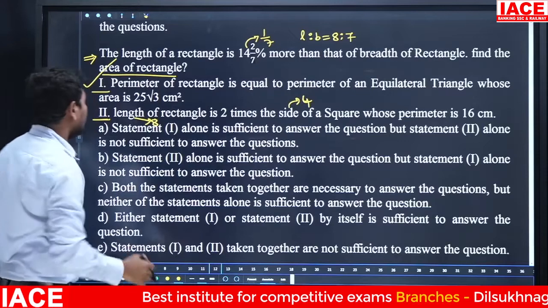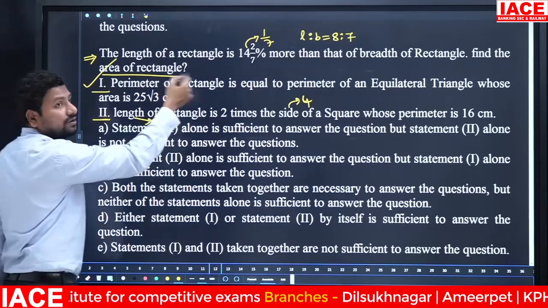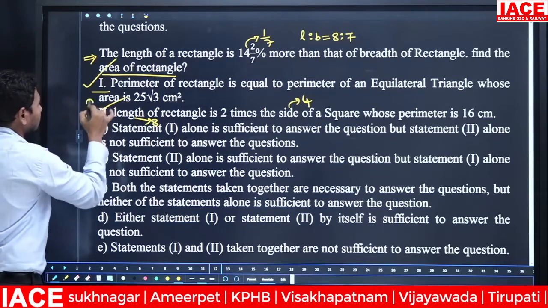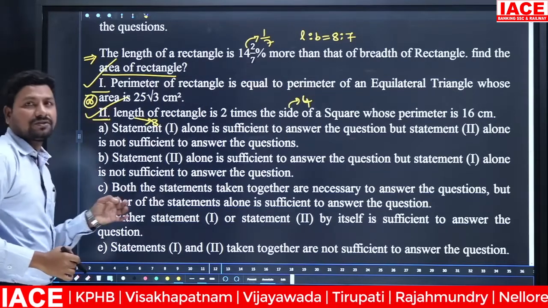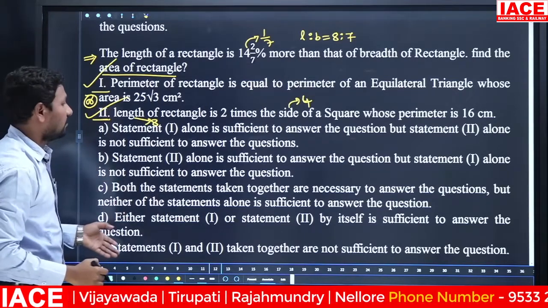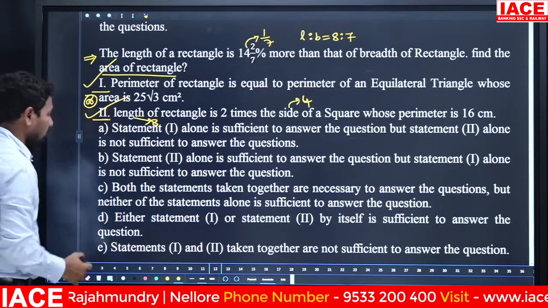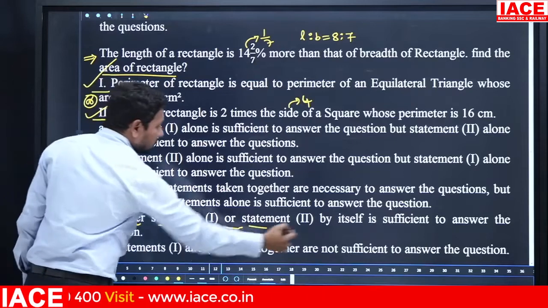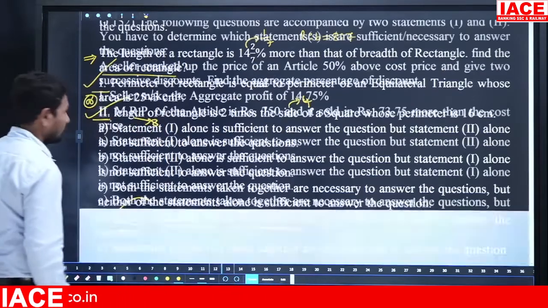Directly you can take it. Then you can easily calculate L into B. L into B is equal to 56 area. Then statement 2 is also here getting an answer. That means the final answer is 1 or 2. Statement 1 is helpful to finding an answer. Statement 2 is also helpful to finding an answer. Option D is correct. Either statement 1 or statement 2. Next.